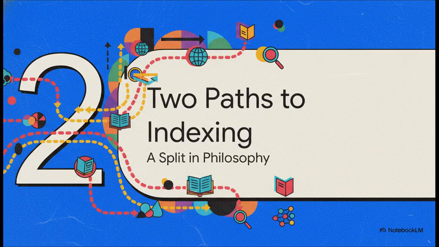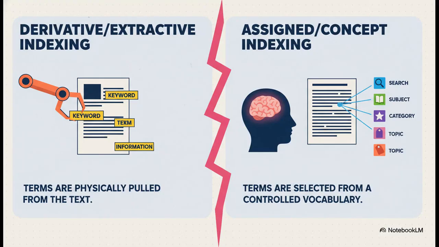So as people started making these information maps, they pretty quickly realized there were two very different ways to draw them. And this split in thinking, this fork in the road, it basically defines every single search system we use today. And here's that big split. On one side, you have derivative indexing. This is where you literally just pull words, the author's own words, right out of the text. It's automatic. It's literal. But on the other side, you have assigned indexing. This is where a human expert reads the document, understands the concepts, and then assigns terms from a standardized, pre-approved list. This is all about human interpretation, about making sure everything is consistent.